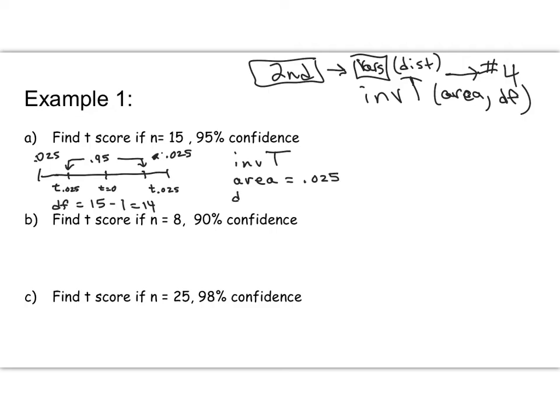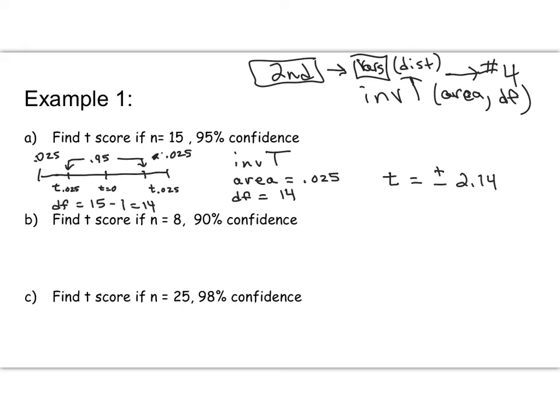And then it's going to ask you for degrees of freedom. And we already know that's 14. And when I calculate that, I get a t-score of plus or minus 2.14. You can just keep 2 decimal places with this. Whether I find the positive one or the negative one, it doesn't matter. I need both of them.